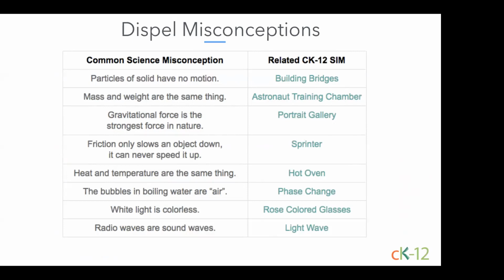And then, mass and weight are the same thing, right? Oh, that one gets me every year. I work really hard to dispel that one. So the astronaut training chamber sim really shows how the mass on various planets stays the same, but the weight, or force due to gravity, differs. And I'm actually going to show you this sim. I'll launch it in our interactive physics for high school FlexBook in the next slide.